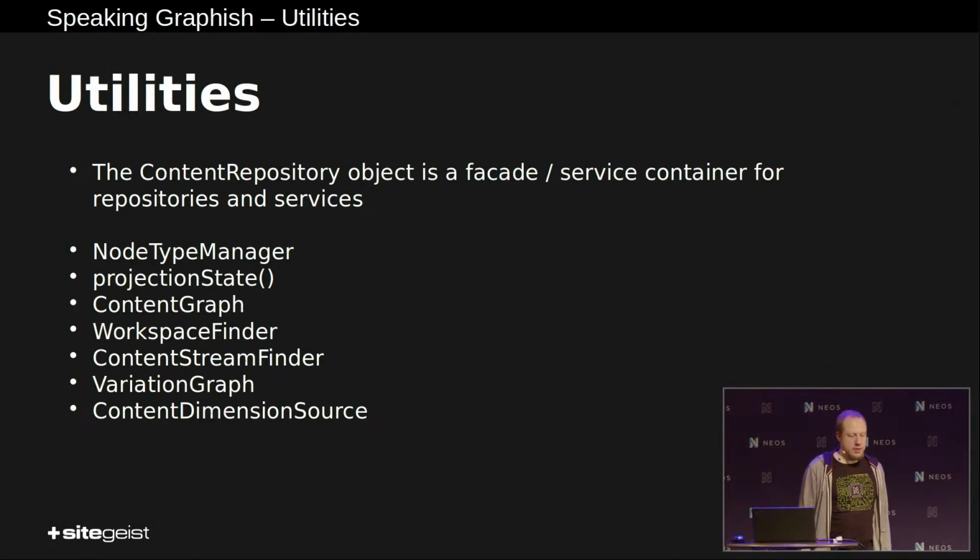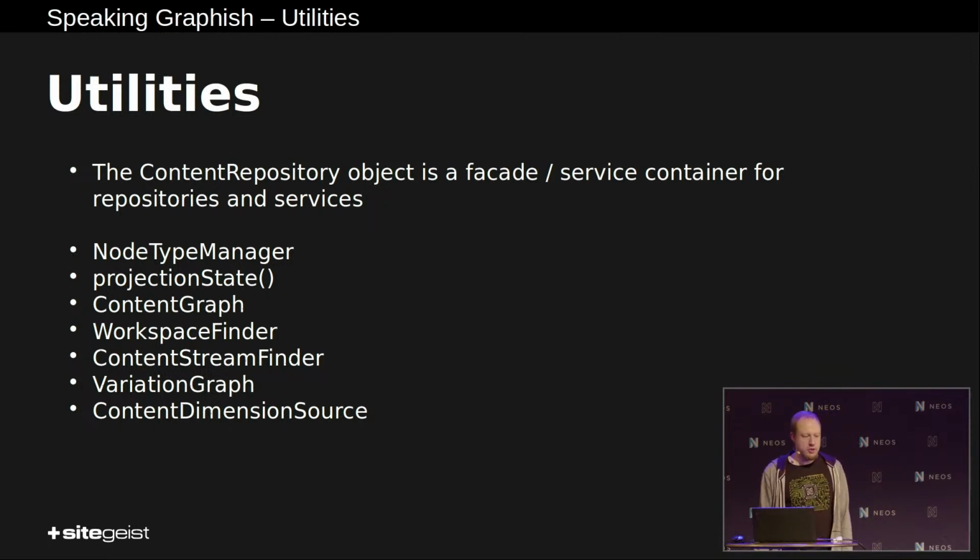So besides reading and writing, there are some utilities. As I said, this content repository object is basically a facade for all the services included there per content repository. So each content repository has its own node type manager. You can fetch arbitrary projection states. For example, if you write your own projections for this content repository, you can fetch them there. For the usual projections like the content graph, workspace finder, content stream finder, there are separate methods for getting those.